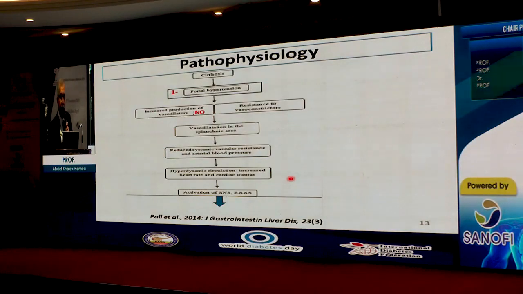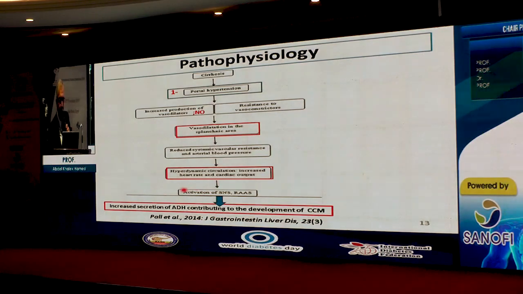جاي منين السيروتيك كارديوميوباثي؟ في السيروزز عندي ثلاث حاجات، عندي بوردر هايبرتنشن اللي بتزود البرودكشن بتاع البازو دايليتورز نايتريك اوكسايد وريزيستنس للفازو كونستريكتورز. النتيجه الفازو دايليتيشن ان ذا سبلانتنج اريا ويز ريديوس سيستميك فاسكولار ريزيستنس اند ارتيريال بلاد بريشر. النتيجه هايبر دايناميك سيركيوليشن وانكريزد هارت ريت وكارديك اوتبوت.